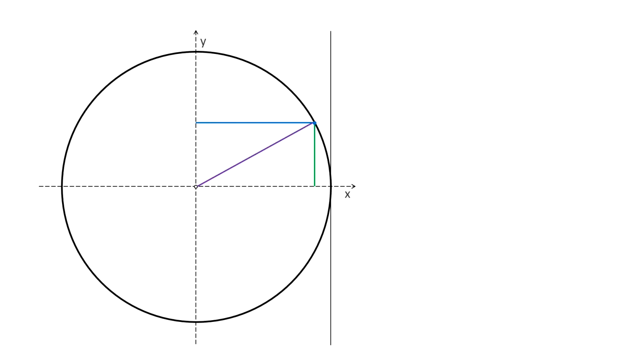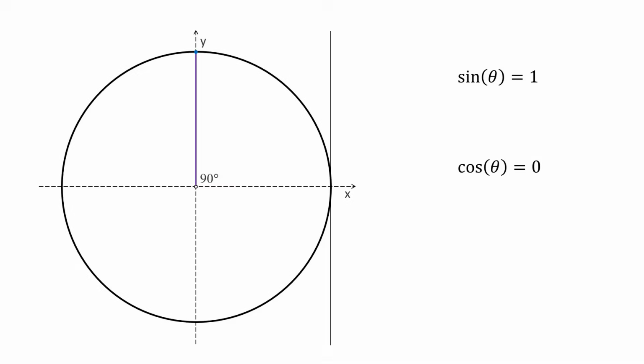Increase the angle up to 90 degrees. Sine becomes 1, and cosine becomes 0. Notice that the angle line is now parallel to the tangent line. They never intersect, which makes the tangent of 90 degrees undefined.